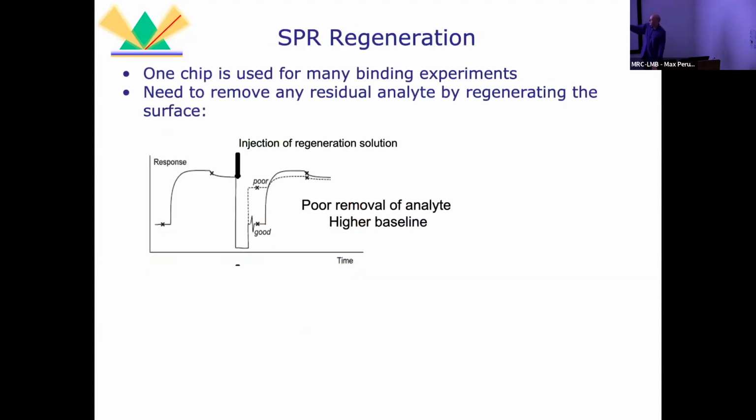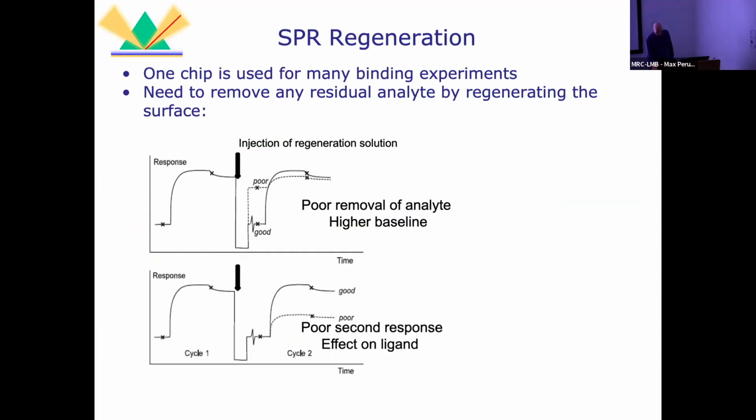And so what you hope to happen is that when you regenerate, you get down to baseline again, and then you inject in your ligand, so your analyte again, and you get a good response. Obviously, if you don't regenerate that surface down to baseline, you're going to get a poor response. The worst case scenario here is that you put something in, regenerate the surface, and then the second time, oh God, you don't actually get any response as well. That means you've destroyed the surface.